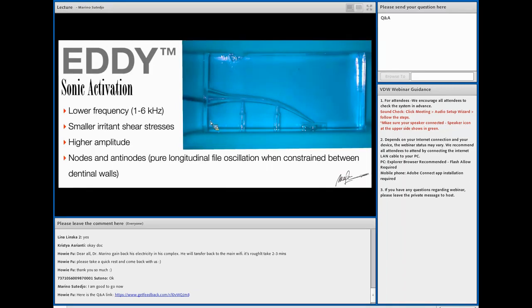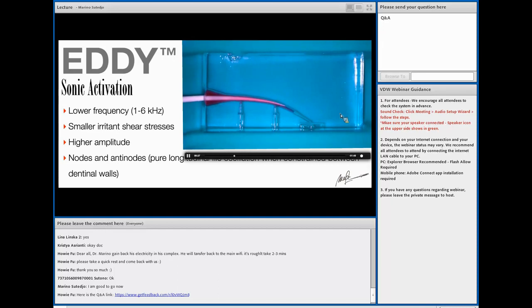Like you can see in this tip, it is EddyFlex. Eddy is a sonic, but it has a frequency of 6,000 hertz. So it is way higher compared to the endo activator. Although it's not as high as ultrasonic, you can see here there is still some vapor lock or bubble trap inside our root canal systems that our irrigants cannot penetrate. You can use activations as well.